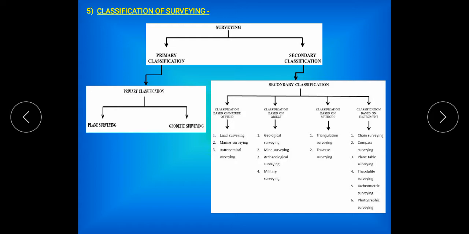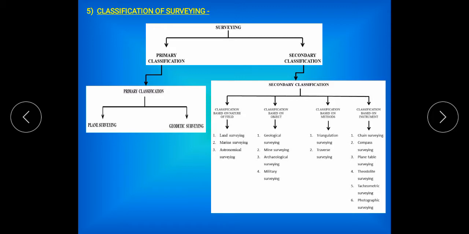The fifth is tachymetric surveying. Tachymetry is an instrument used for measuring the RL, the reduced level or height, of any object on the surface of the earth. We study tachymetric surveying in the third semester, in the subject advanced surveying. The sixth is photographic surveying or photogrammetry. This is an important, advanced surveying instrument. So these are all the classifications of surveying, and this is the fifth content of the first topic.